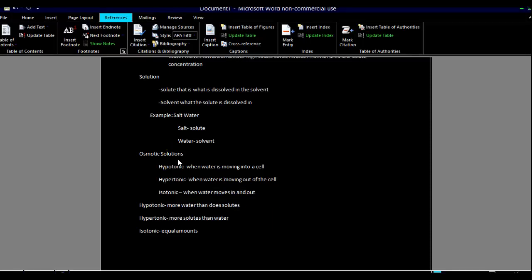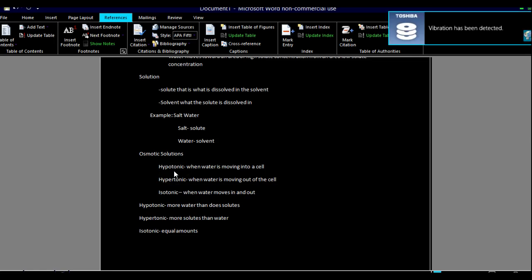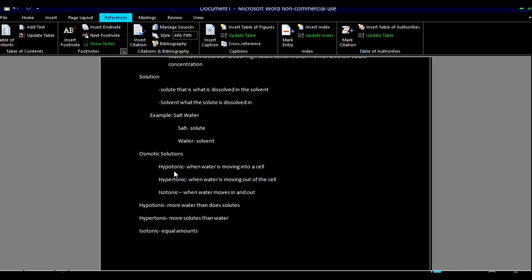Okay, so I want to explain this just a little more. When it says hypotonic, I said water is moving into a cell. Well, when we talk about these solutions or osmotic solutions or states in anatomy and physiology, we're talking about them in relation to the body's osmotic pressure.